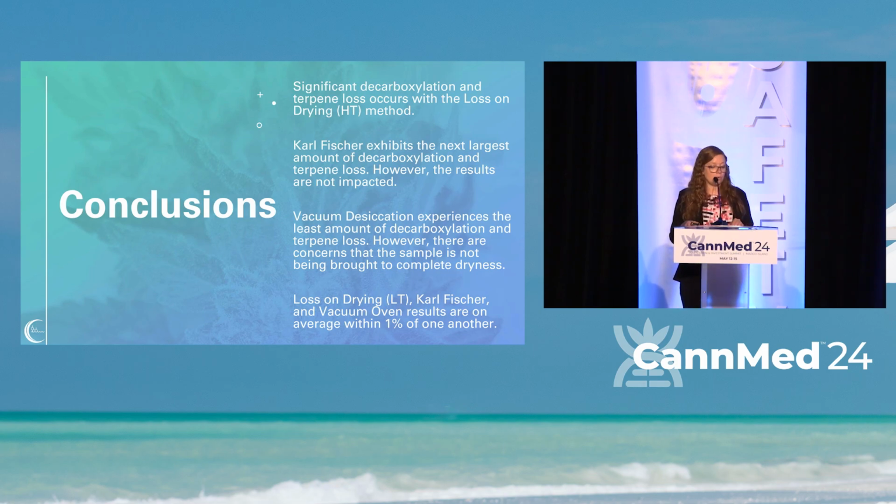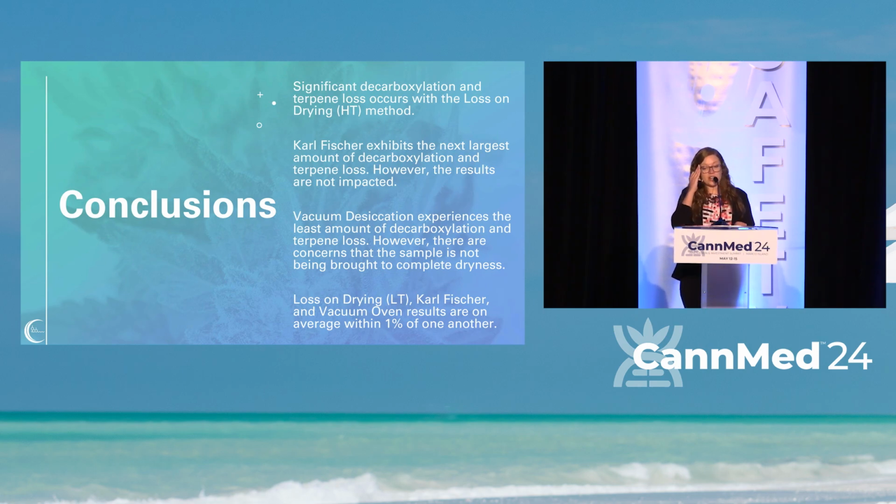And so overall, what we saw on average across all of the samples that we looked at for cannabinoids, which ended up being about 30 samples, we saw that the loss on drying had an average decarboxylation of 87% and had an average terpene loss of 93%. So that is very impactful for understanding those results.